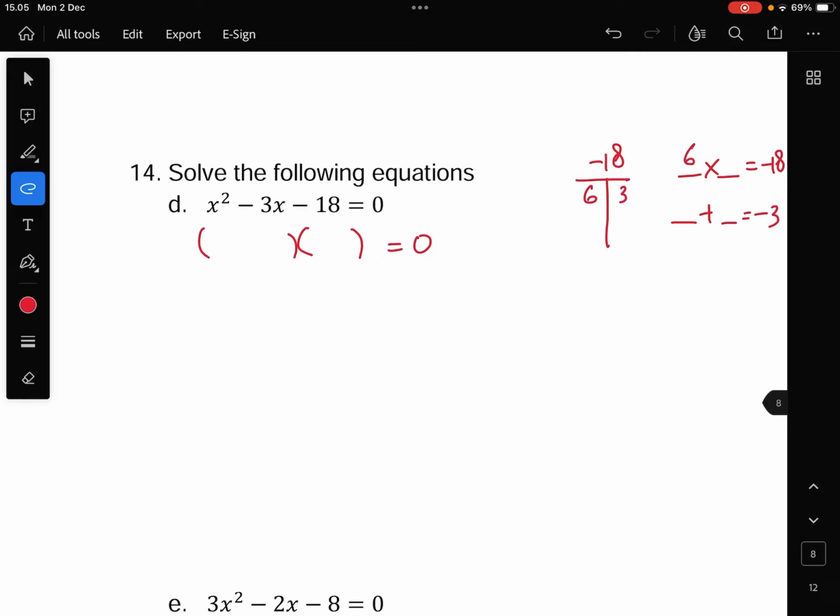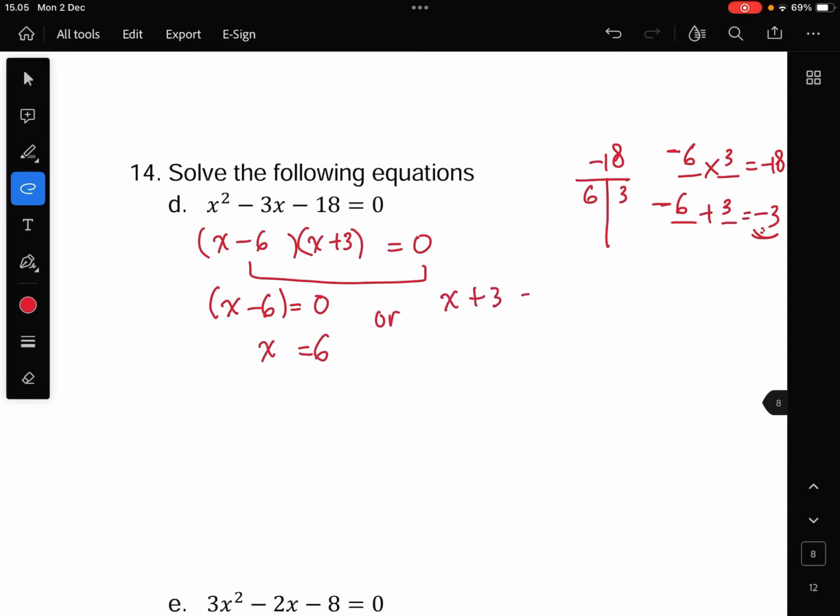I think it's the answer. 6 and 3. Because we have to make it negative 3, the highest number gets the negative sign. So (x minus 6)(x plus 3) equals 0. If you need to solve it, you will have x minus 6 equals 0, so x is equal to positive 6, or x plus 3 equals 0, so x is equal to negative 3.